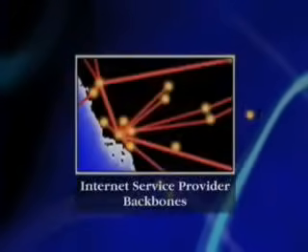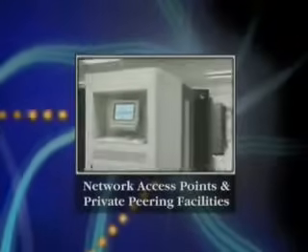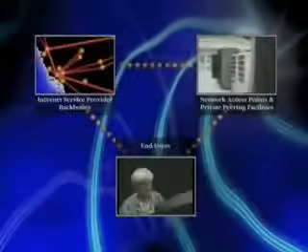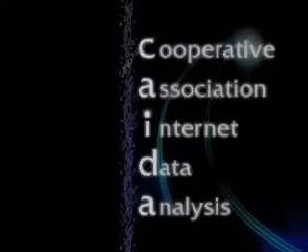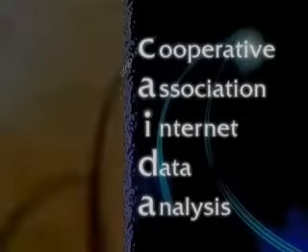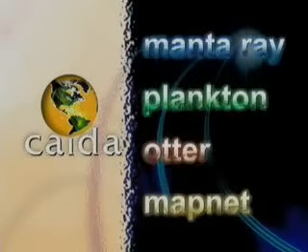Today's internet is comprised of a mesh of internet service providers and backbone networks, network access points and private peering sites where ISPs exchange traffic, and end-user facilities. The Cooperative Association for Internet Data Analysis, CAIDA, based at the San Diego Supercomputer Center, is developing tools for visualizing aspects of the Internet that are beyond the scope of individual networks.